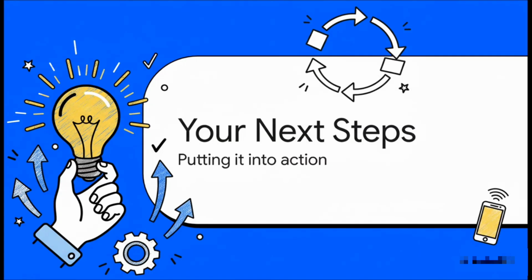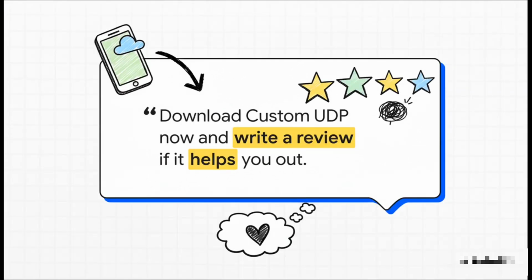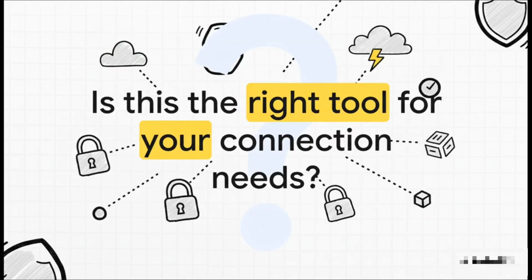So there you have it. You know how to find the app, how to install it, and what the main features do. So what's next? Well, the best way to really understand a tool like this is to just dive in and start using it. And actually, the developer has a pretty simple request. If you download the app and you find that it helps you out, think about leaving a review. That kind of feedback is incredibly valuable, especially for independent developers, and it helps them make the tool even better for everyone else. And that's our whirlwind tour of the Custom UDP app.